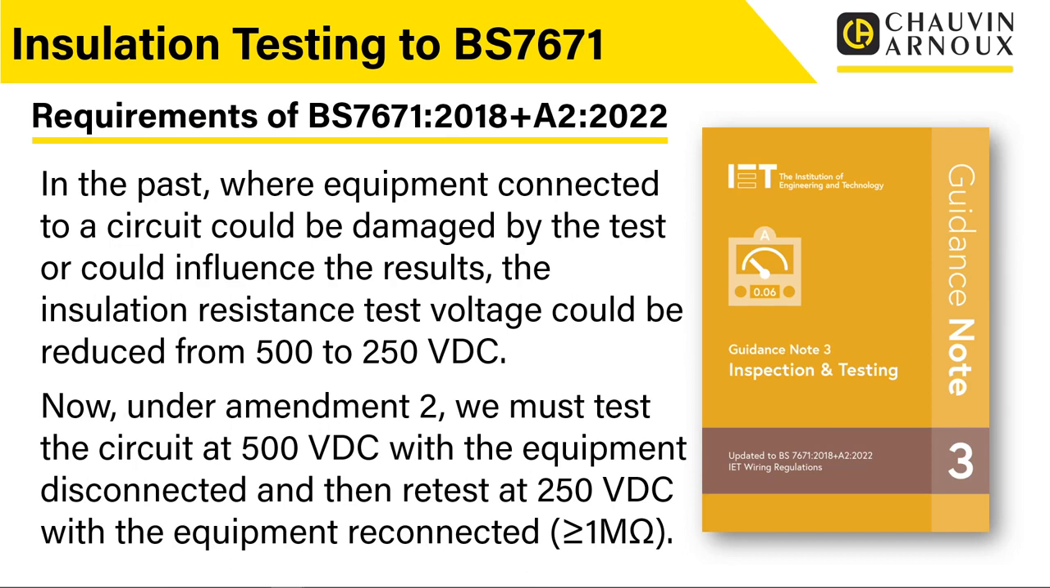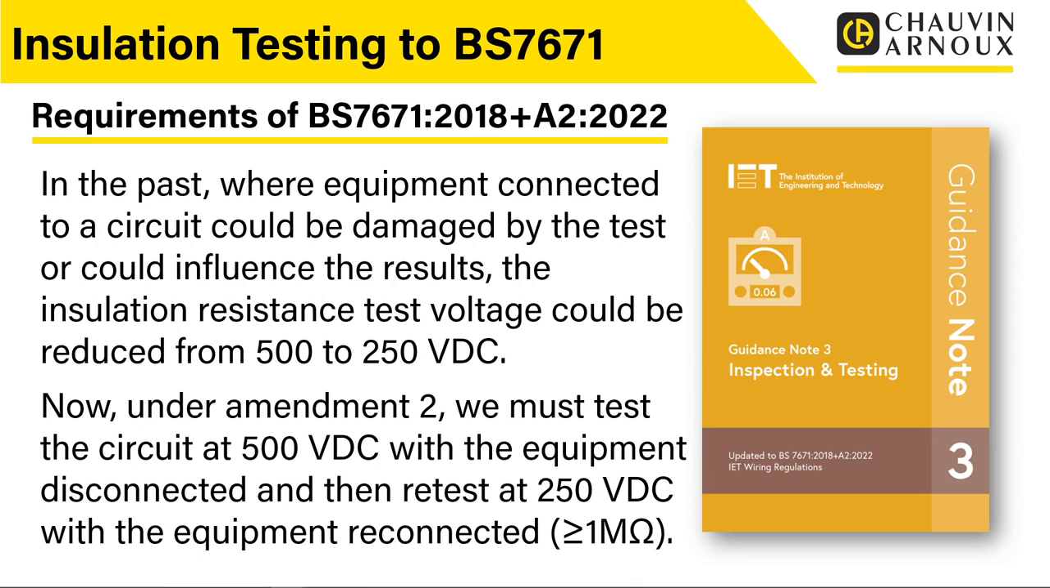So in those cases, previously, the insulation resistance test voltage could be reduced from 500 volts DC to 250 volts DC. What we would do is drop the voltage down, and by dropping the voltage down, in many cases, that would remove the chance of damaging anything. Because remember, if we've got a 230 volts AC circuit, equipment connected to that is not really going to be damaged by 250 volts DC.